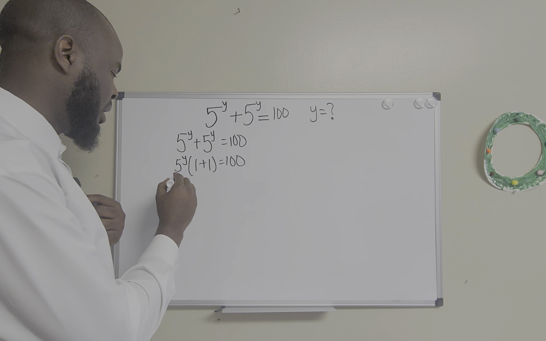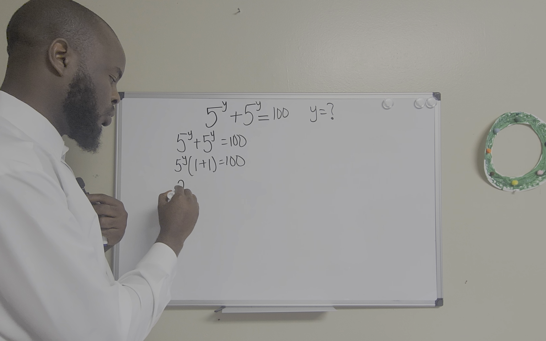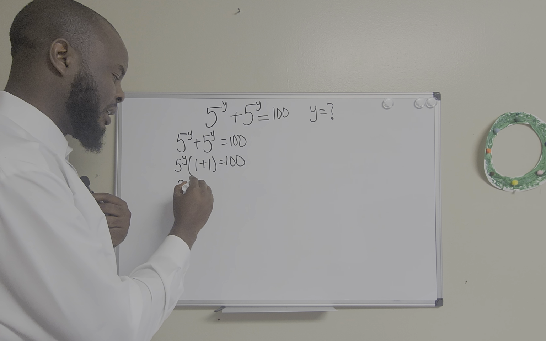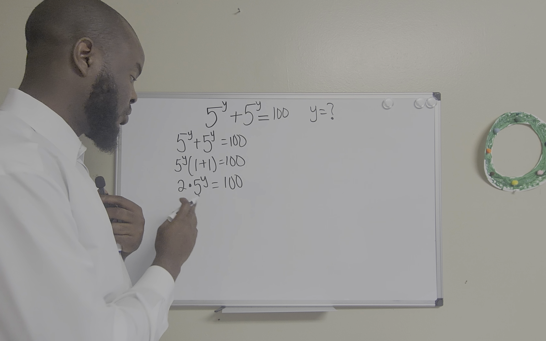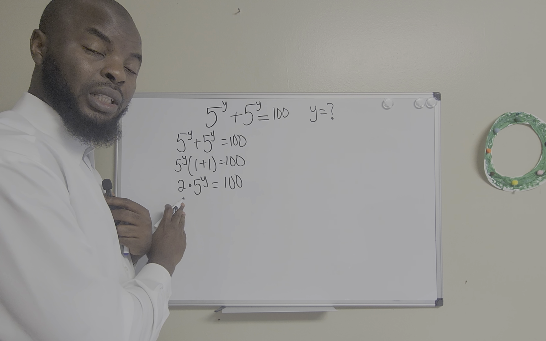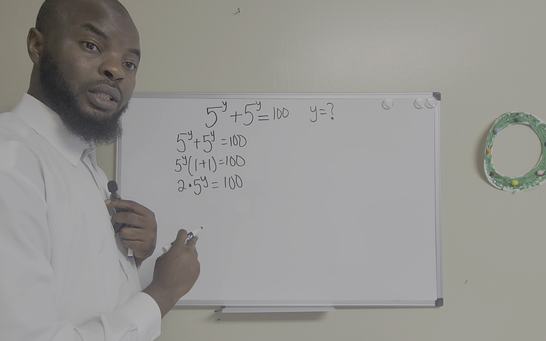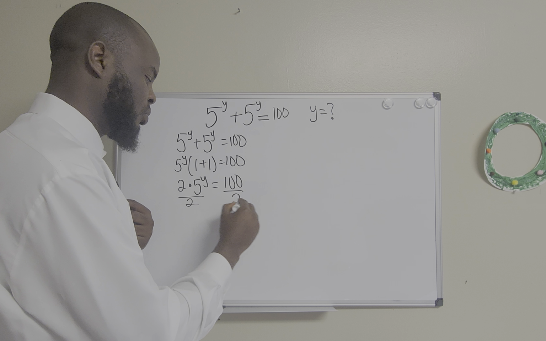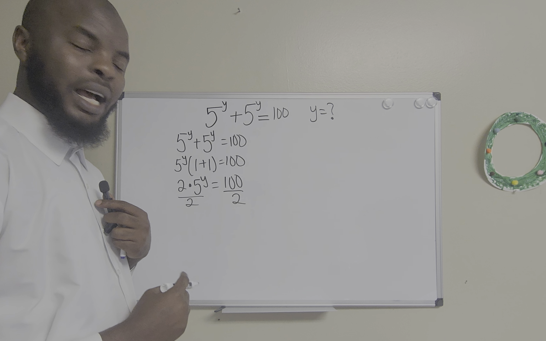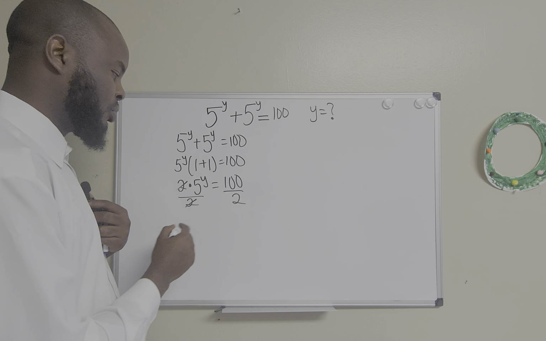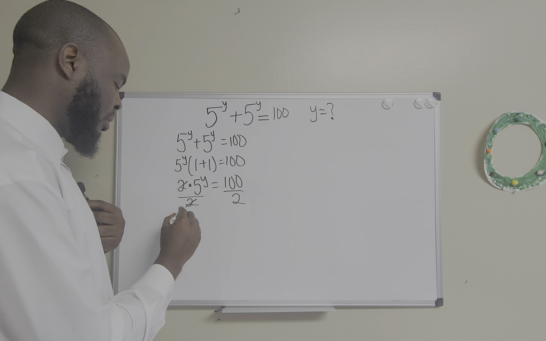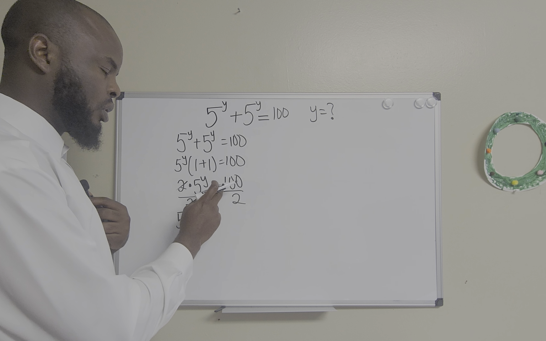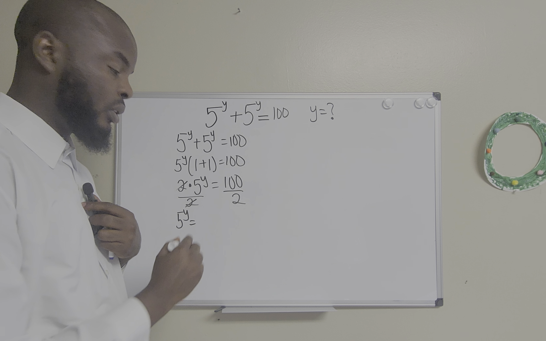So now here we have 1 plus 1 is 2 multiplied by 5 to the power of y, which equals 100. Next is to divide both sides by the coefficient of 5 to the power of y, which is 2. Dividing this by 2, dividing this by 2, and here we have 2 cancelling out 2. We have 5 to the power of y equals 100 divided by 2, which is going to give us 50.